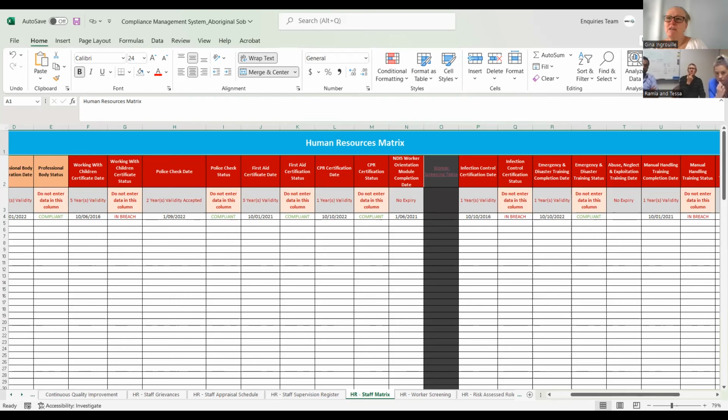So these are the mandatory things that I was talking about. It's why they're not appearing on that professional development one, because it is mandatory to do infection control and do it annually. It is mandatory to do emergency and disaster training and annually.